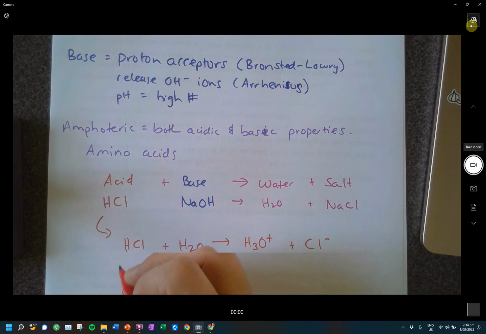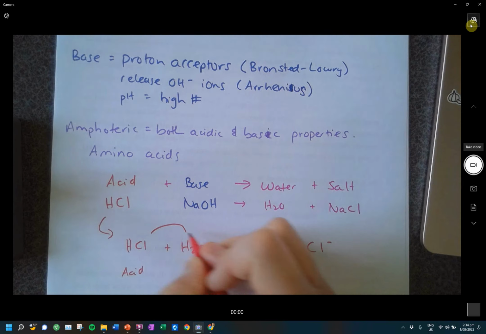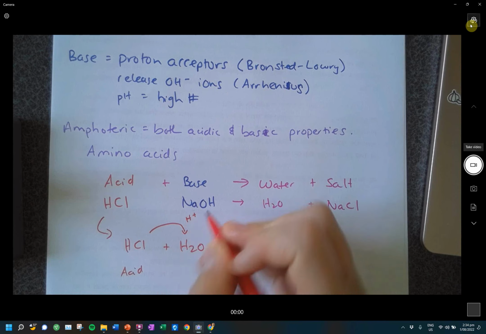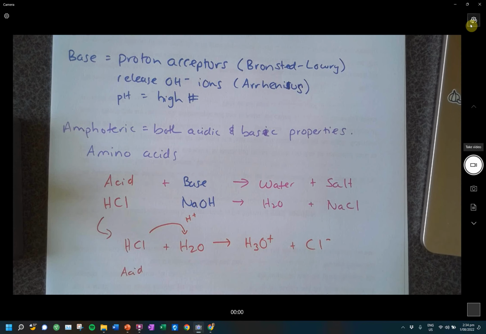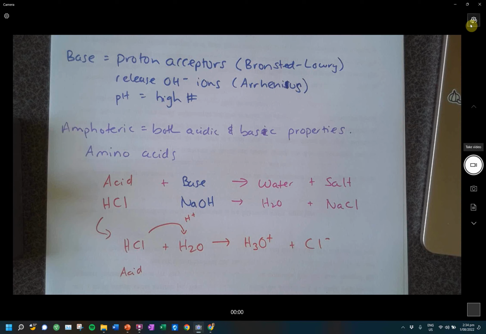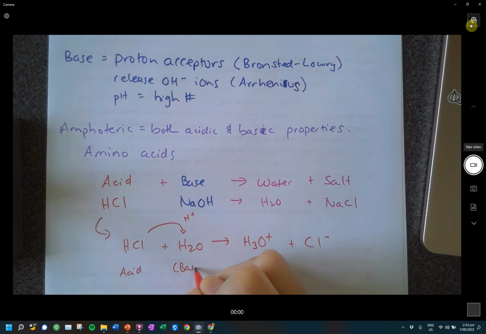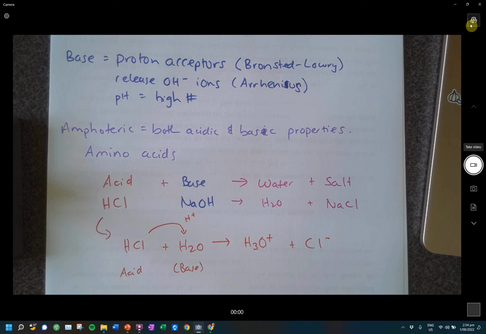All right, so this here is my acid, and we see that it is giving a hydrogen ion to the water, so that makes it the proton donor. And then the water here is my proton acceptor. So in this case, this is acting as your base. Are we good so far?